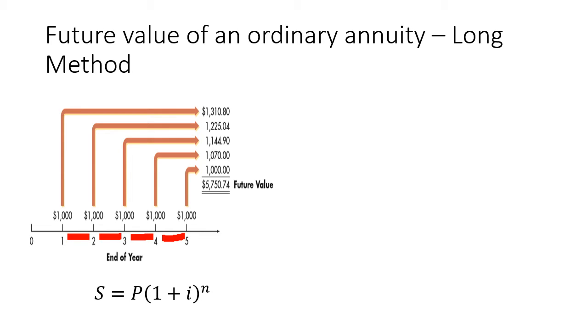You can apply this equation to accumulate each deposited amount. So he will accumulate the first 1,000 to be 1,310, the second deposited amount to be 1,225, the third amount to be 1,144, and so on. So the future value at the end of year 5 will be 5,750 Egyptian pounds.